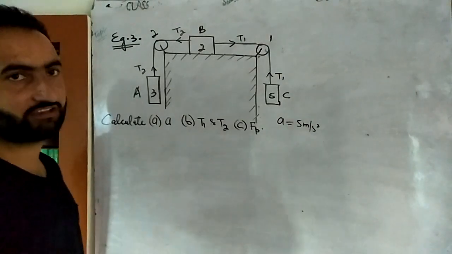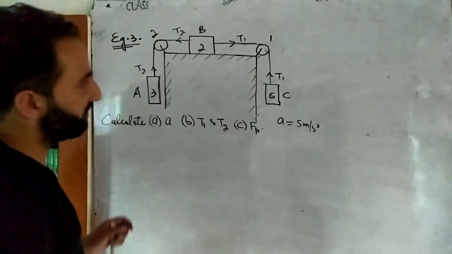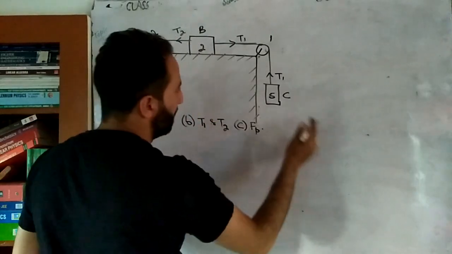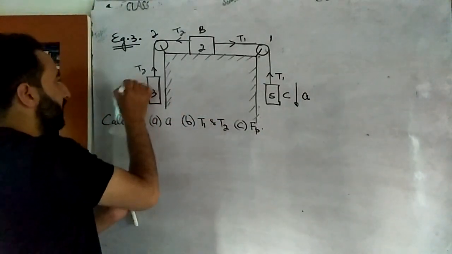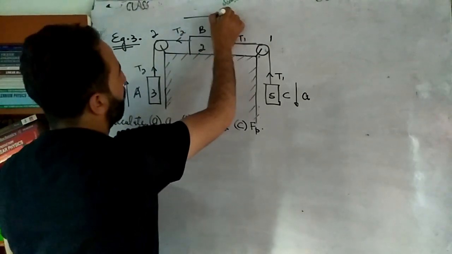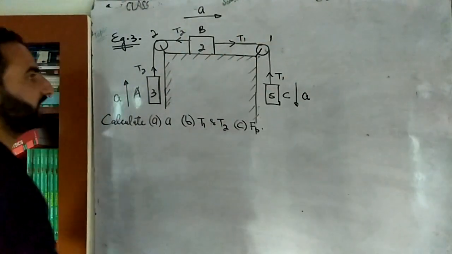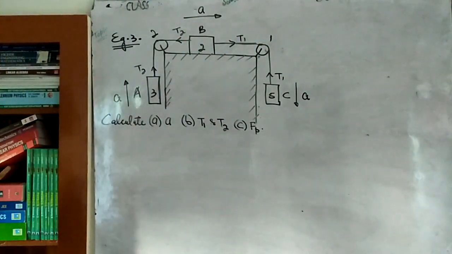We'll have to change the direction of the acceleration. ठीक है ना बेटा? Now from common sense, it's quite obvious. From common sense, this will accelerate downwards with an acceleration of a. This will accelerate upwards with an acceleration of a. So this will accelerate forwards, towards the right, with an acceleration of a. And acceleration of all the three blocks will be same.